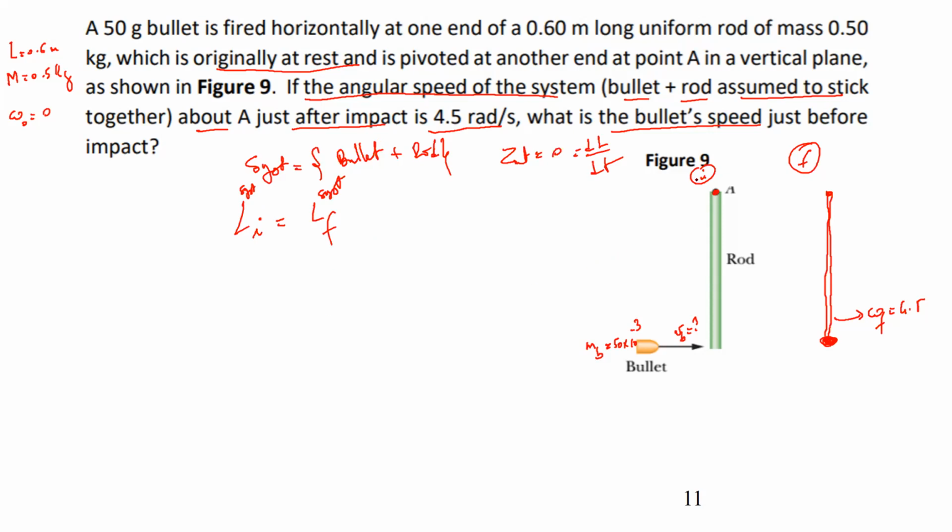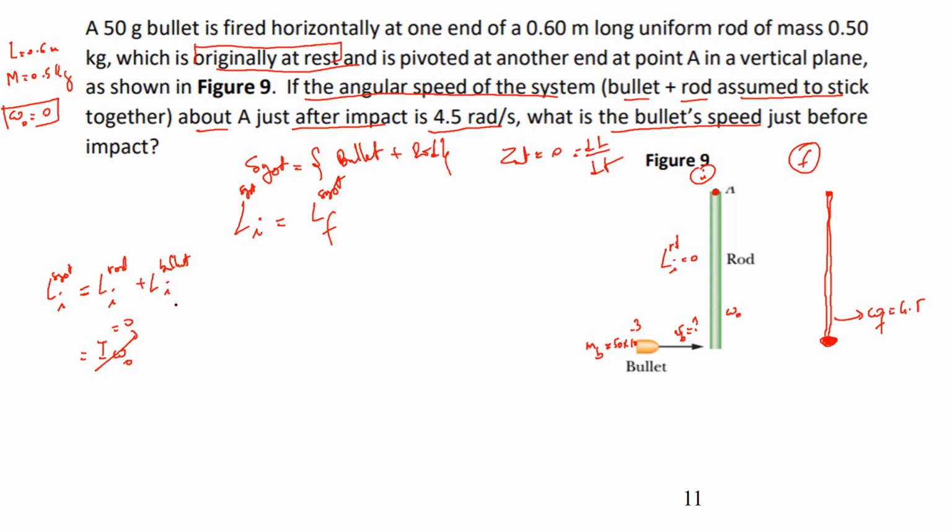Now, what is L? It is the initial angular momentum of the whole system. L initial of the system, of course, will be L initial of my rod plus L initial of my bullet. Do you agree with me? Now, what is the angular momentum of the rod? It is I multiplied by omega initial of the rod. This is equal to 0 because I said at the beginning the rod is at rest, so omega initial of the rod is equal to 0.